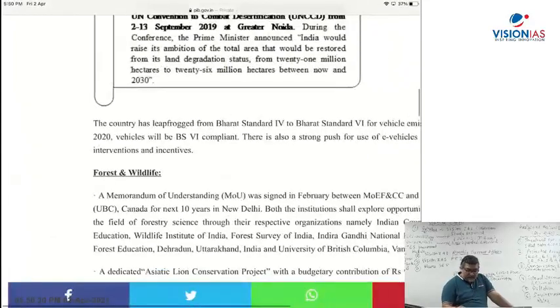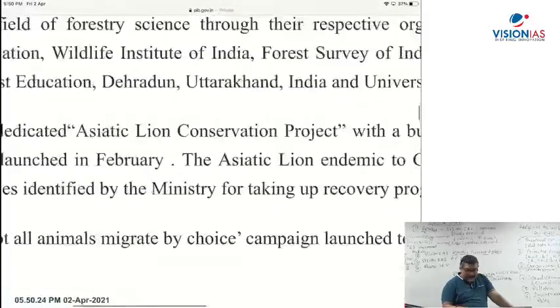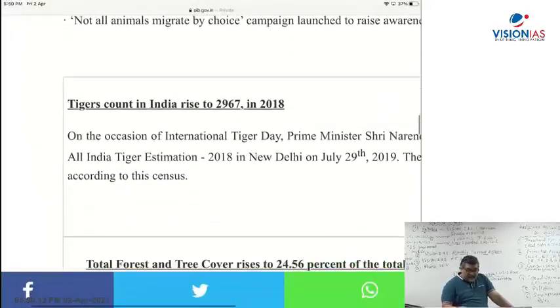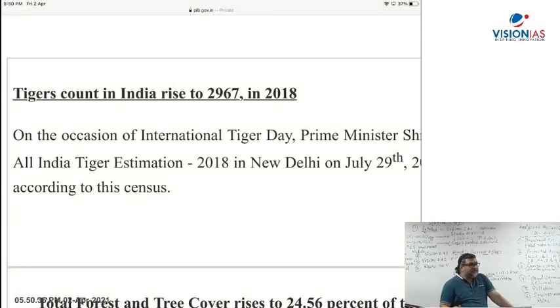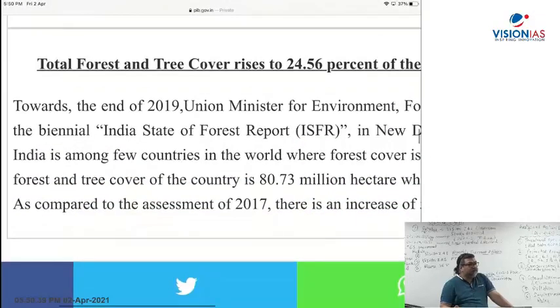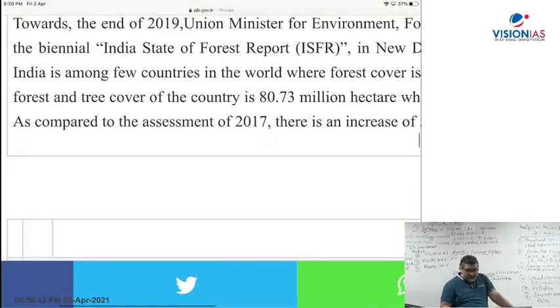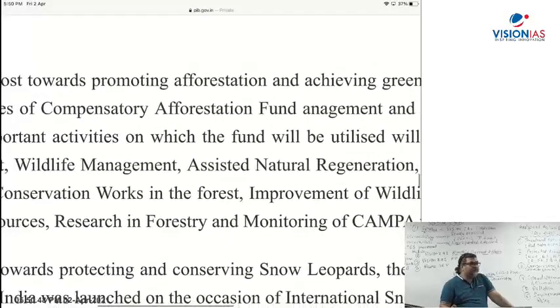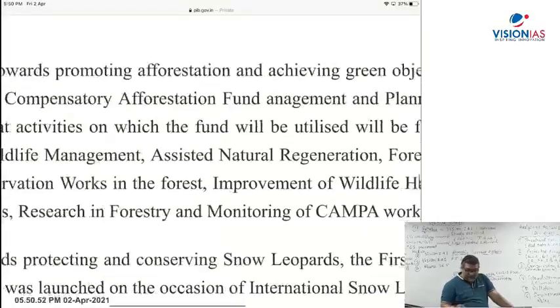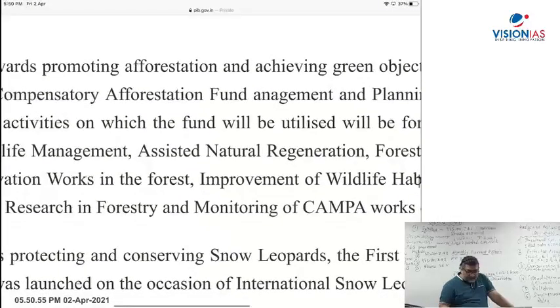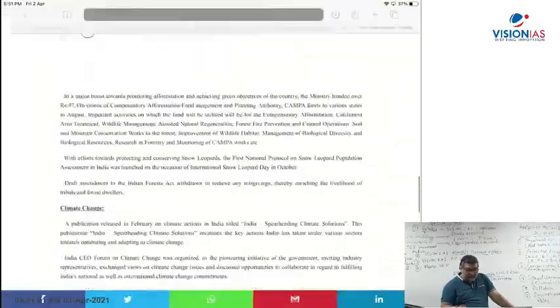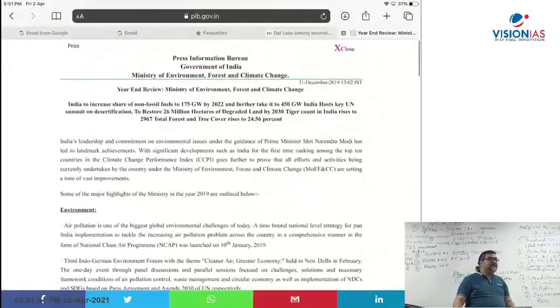Then you can find forest and wildlife. Right, Asiatic Lion Conservation Project. Then here, the tiger count in India, the tiger census. Then total forest cover increased to 24.56%. Right? Then what you find here in terms of CAMPA, Compensatory Afforestation Fund. CAMPA part of it. Then comes climate change. All this that you find in the PIB, this PIB update, becomes important for the exam.